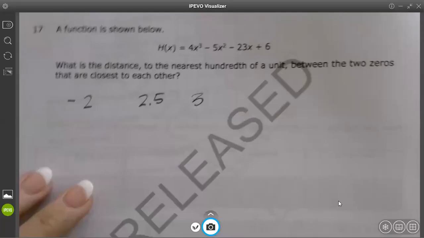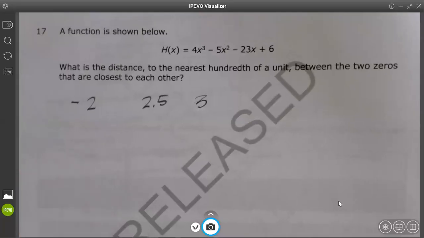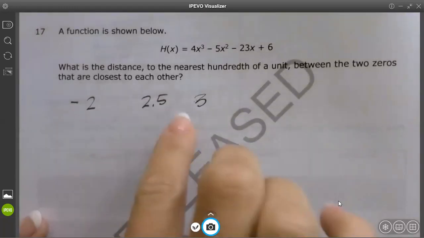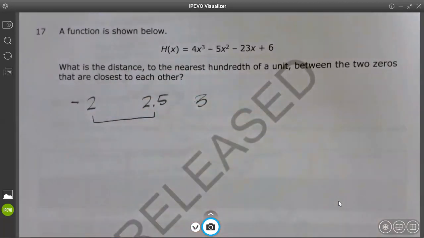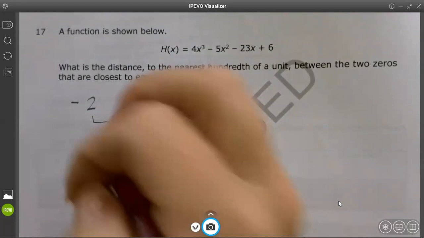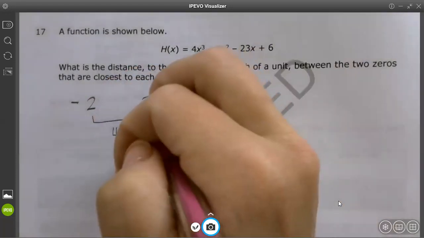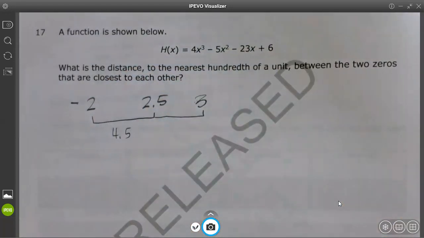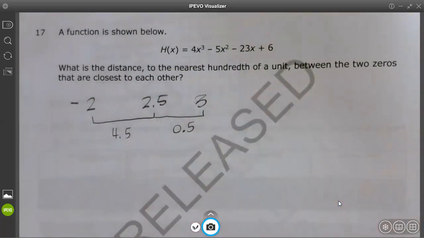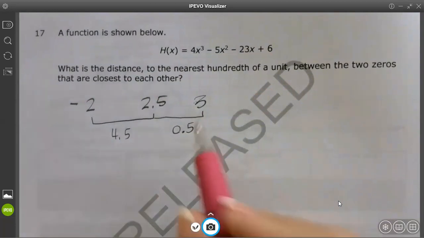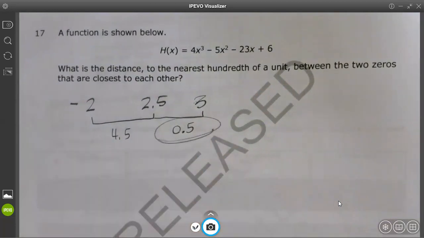All right. So what is the distance to the nearest hundredth of a unit between the two zeros that are closest to each other? So on a number line, it's going to be either these two or these two. On a number line, how far away are these from each other? -2 to 2.5. 4.5. How far is 2.5 to 3? So what's your answer? That's it. So the closest one is this one.